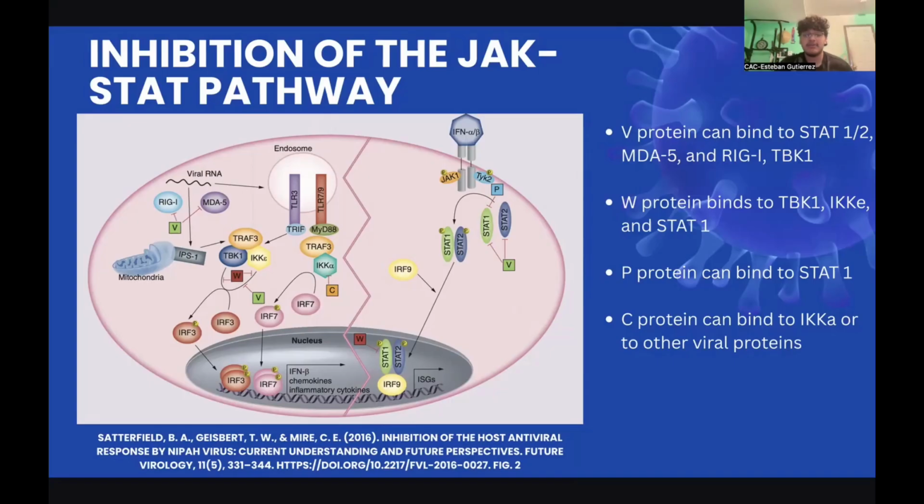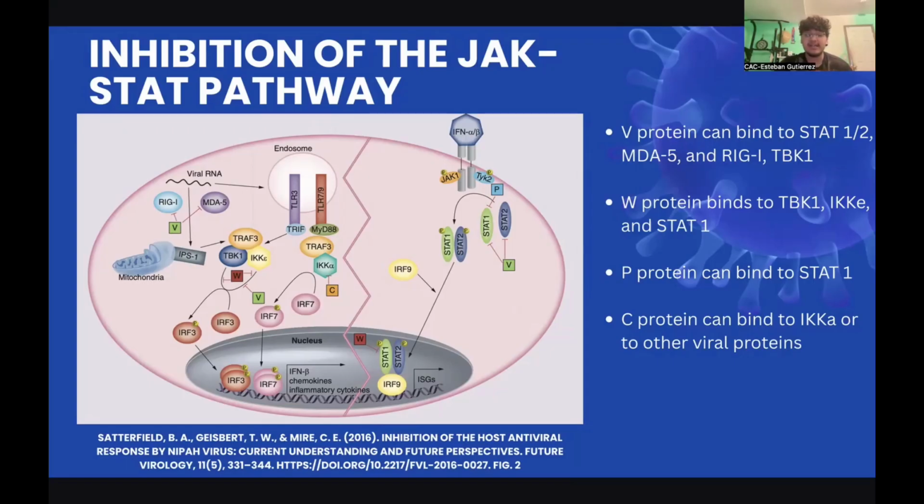We also see W proteins inhibiting the TLR3 and viral RNA inducing signaling pathway, which is done by binding to TBK1 and IKKE proteins to destabilize IRF3 proteins. V proteins can mimic this function in a similar manner but can only bind to TBK1.